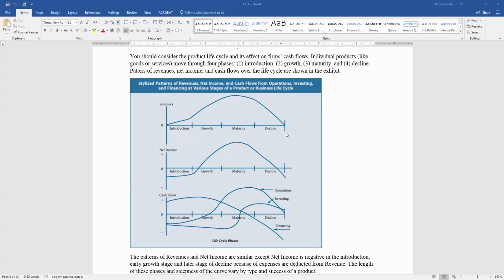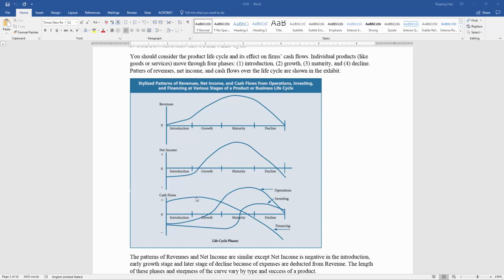Some products only exist for months, and some products exist for hundreds of years, right? This also applies to the analysis of a business. So when we analyze the statement of cash flows, we should consider the life cycle. We can see life cycle exists in the company's revenue and net income. More important, it also exists in the statement of cash flows. Companies in different stages of their life cycle have different patterns of statement of cash flows.